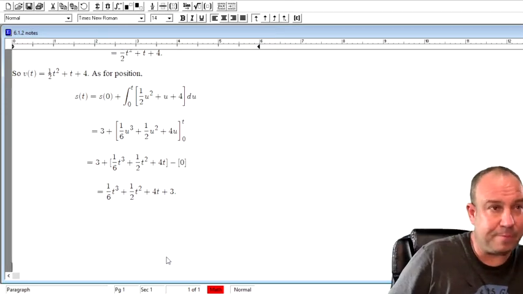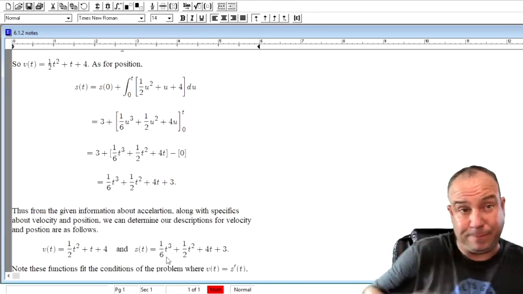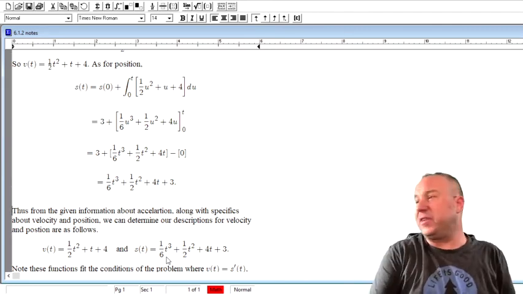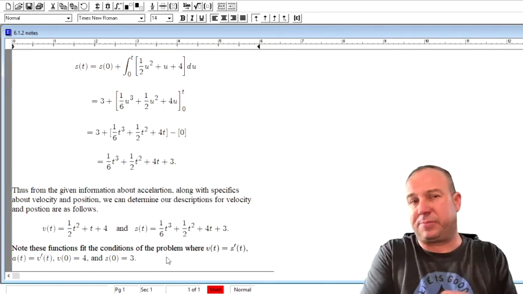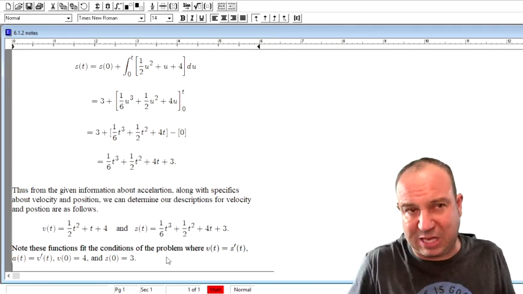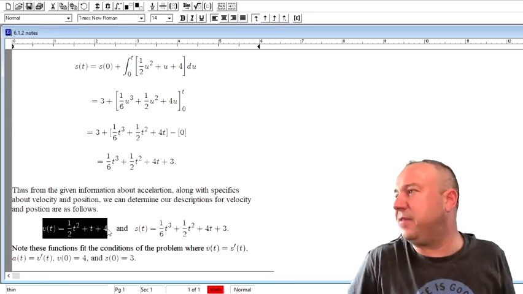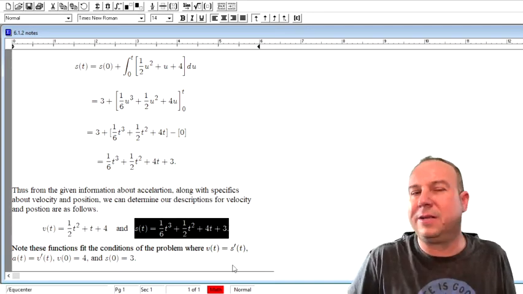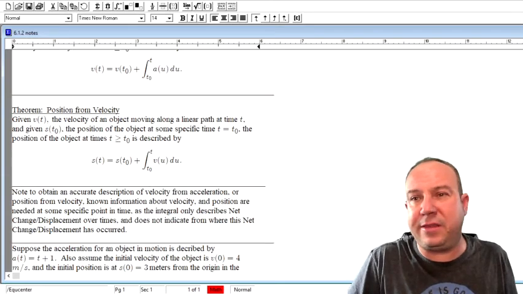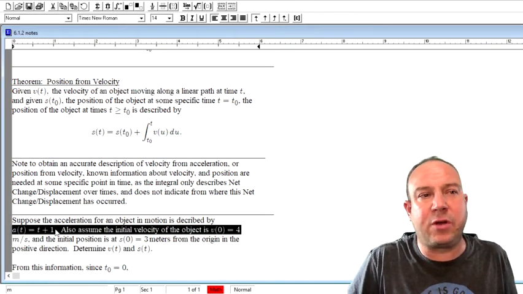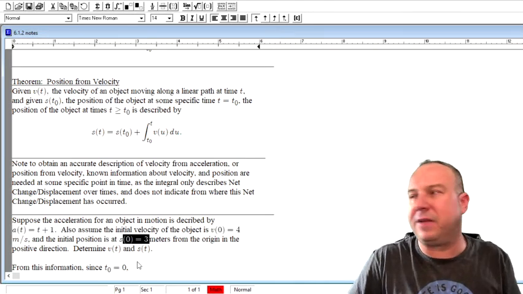All right. And I do conclude here. Thus, from the given information about acceleration, along with the specifics about velocity and position, we can just determine these two descriptions of velocity and position with respect to time t. Here's our velocity function. Here's our position function in this scenario, where all we started with in this classical problem was our description of acceleration and a little bit of observed information about velocity and position.